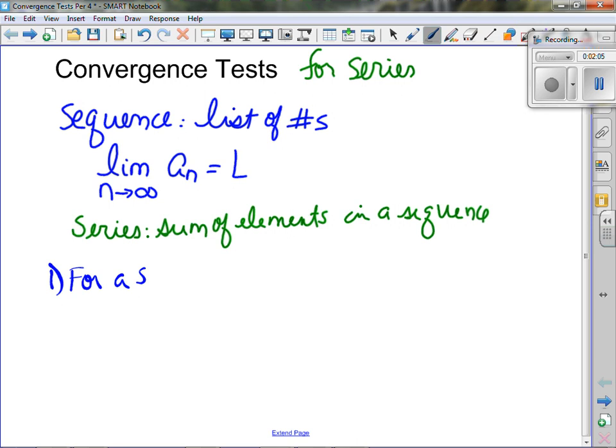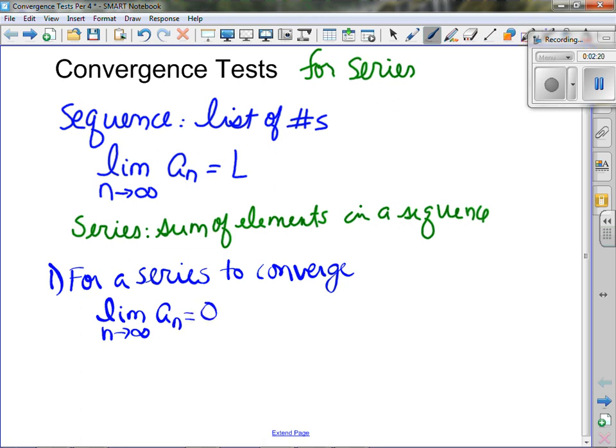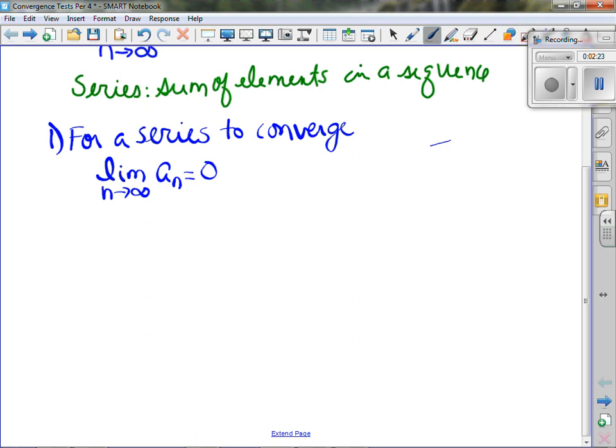For a series to converge, the limit of the sequence has to do more than just exist. It has to be 0. So you're talking about the summation of a sub n. And all of these are for positive terms until we learn what to do with the negative terms. But really, for any series, if the limit of this sequence is not 0, then it's going to diverge. What do we know if the limit's 0? Nothing. We know nothing. But it's a condition for us to decide if a series converges.